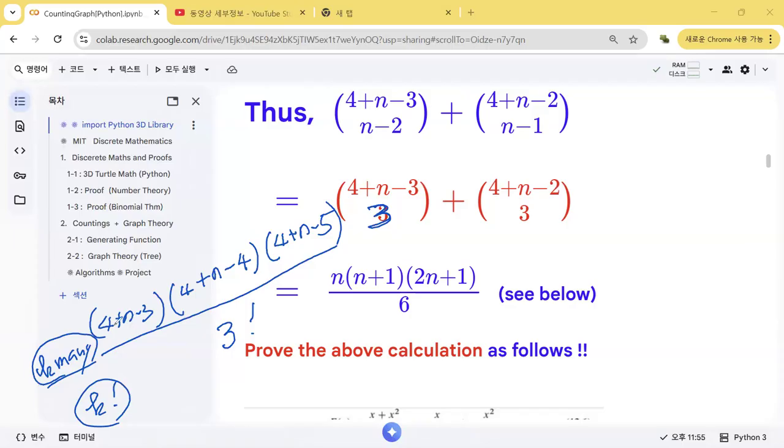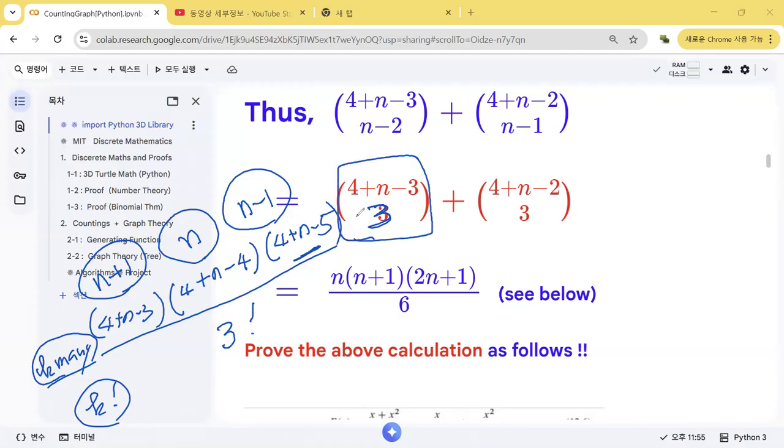Okay, from this one, let's see what this is. So this is n plus 1. And what is this? This is just n. And what is this? This is n minus 1. Okay. So the denominator is 3 factorial, which is 6. So from this value we have the denominator 6 and n, n plus 1, and also n minus 1.